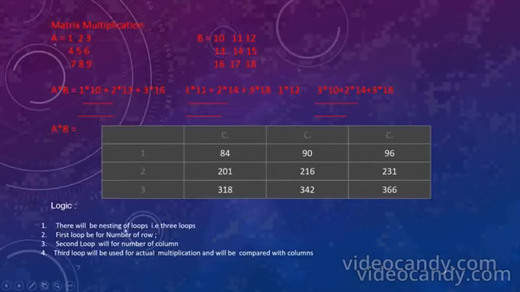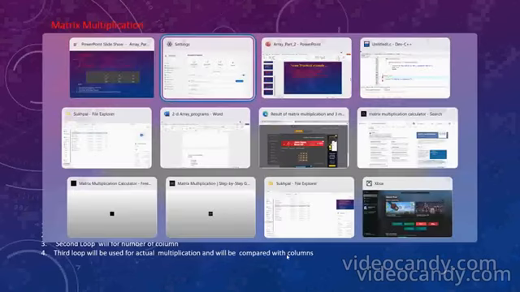In this program we will be using nested loops, as we always do, but here we are going to use three loops. The first loop will be for the number of rows, the second will be for the number of columns, and the third loop will be used for the actual multiplication, and that loop will be compared with the columns. Let's do it practically.